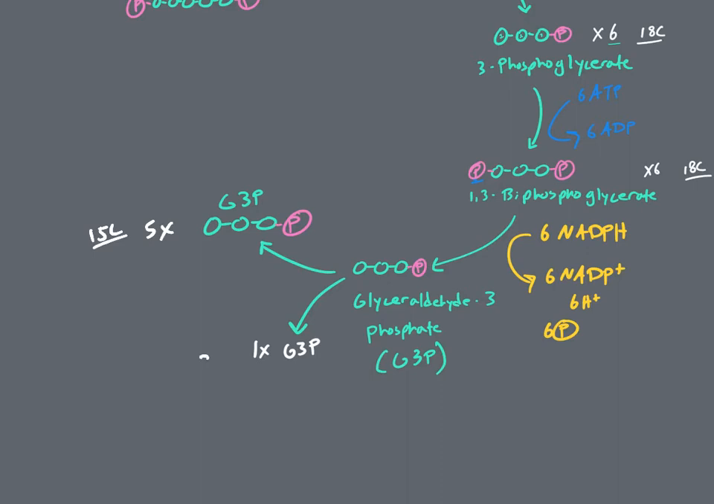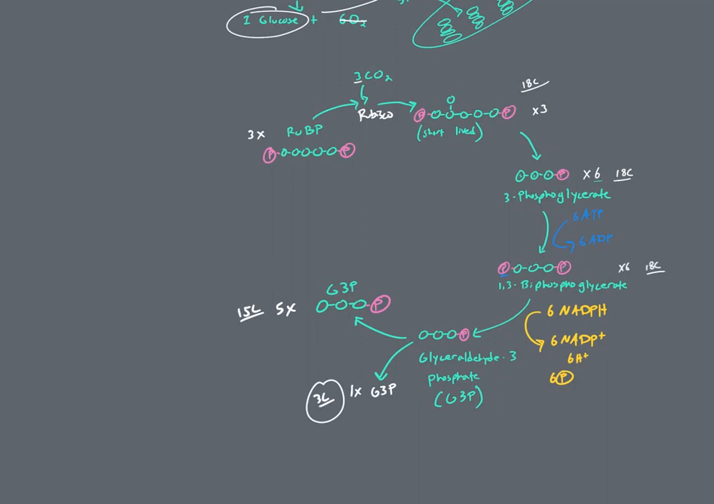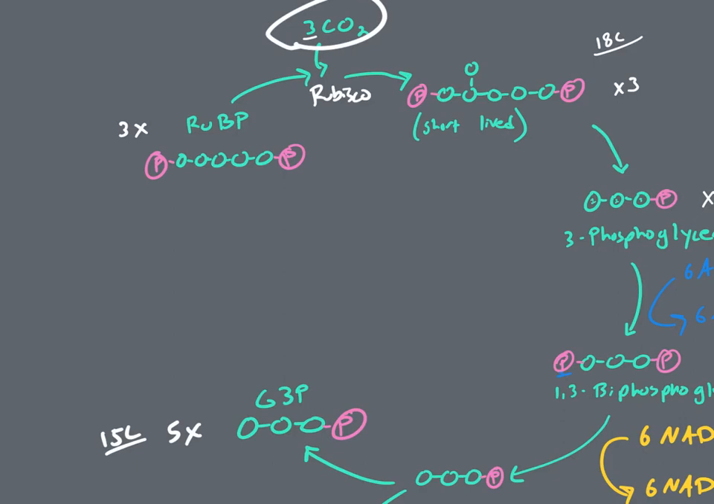G3P has 3 carbons. These 3 carbons originate from our initial 3 carbon dioxides that are input. So we've lost a molecule that contains 3 carbons. Where did those 3 carbons come from? They came from the CO2s that we initially started with.